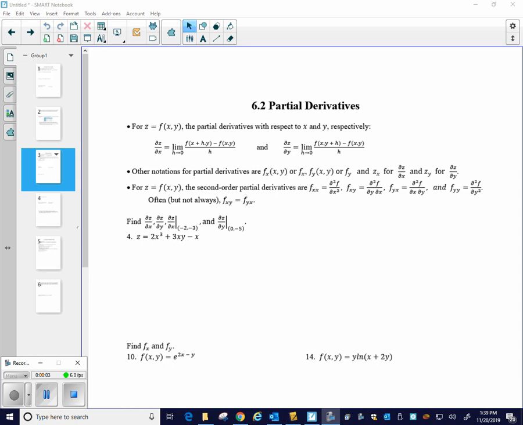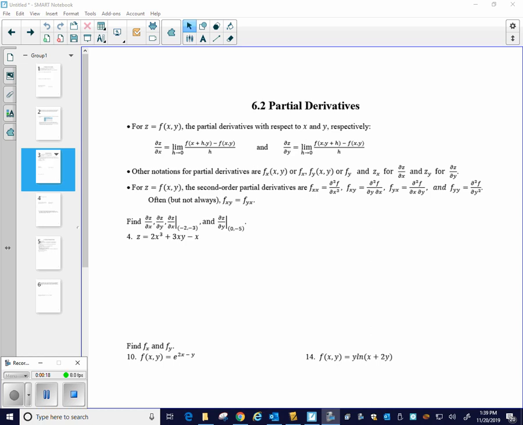All right, everybody, this will be the last two lessons of the semester. We're going to do 6.2 and 6.3. We'll do them in two videos. So the first one here, we'll do 6.2, which is called partial derivatives.